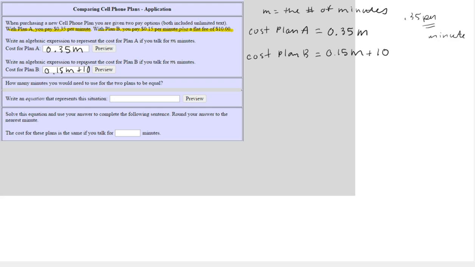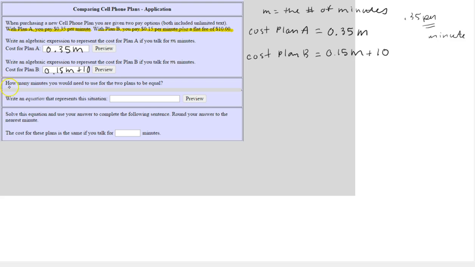You can probably imagine that which plan is going to be better depends on the number of minutes you talk. This one has a lower cost per minute, but this one you don't have to pay that initial $10. So if you didn't talk on the phone a lot, this would probably be a better deal, and if you did talk on the phone a lot, this would be a better deal. But at what point is a lot? What amount of minutes makes this one a better deal compared to this one? That's what we're going to figure out.